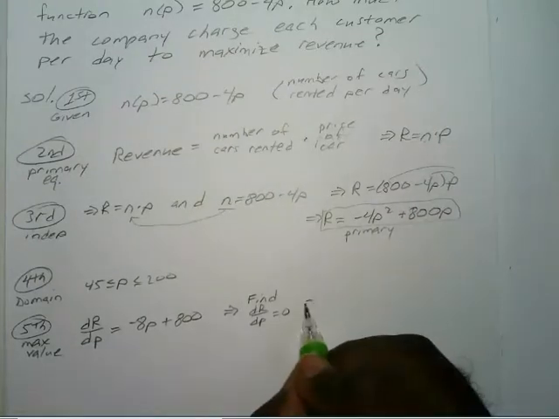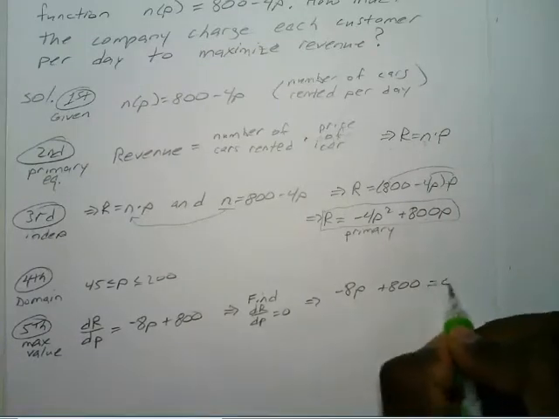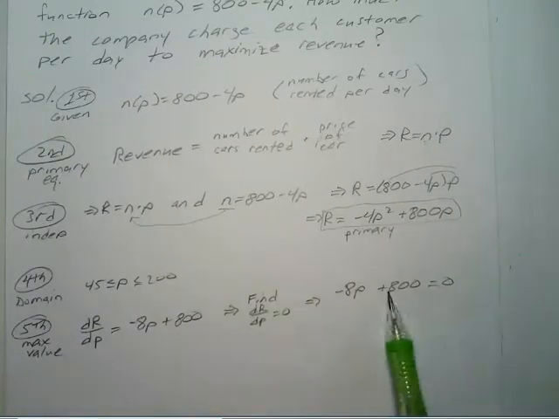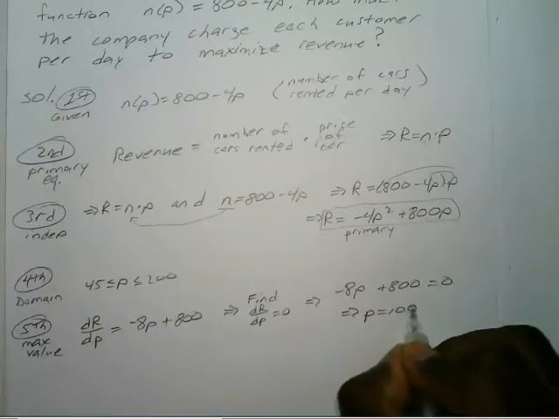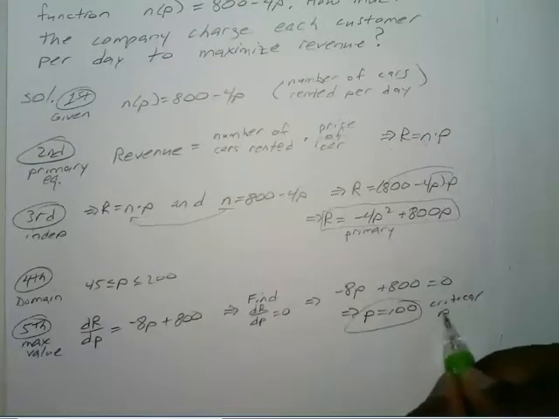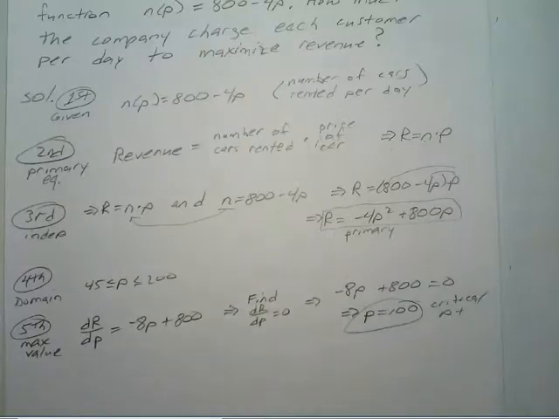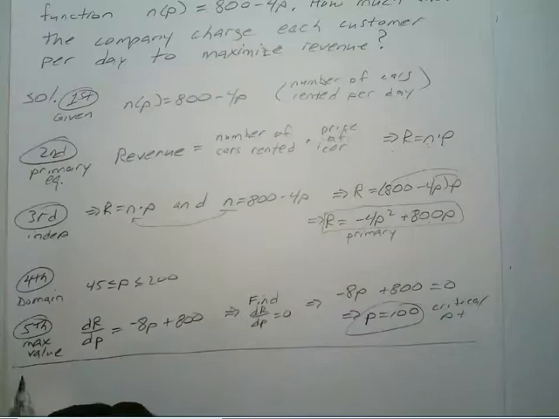Okay, so that means we have to find where negative 8p plus 800 equals 0. So if we subtract 800 and divide both sides by negative 8, we end up with the price is equal to 100. Okay, now what we can do is test that to see if it is the actual price needed to maximize revenue.